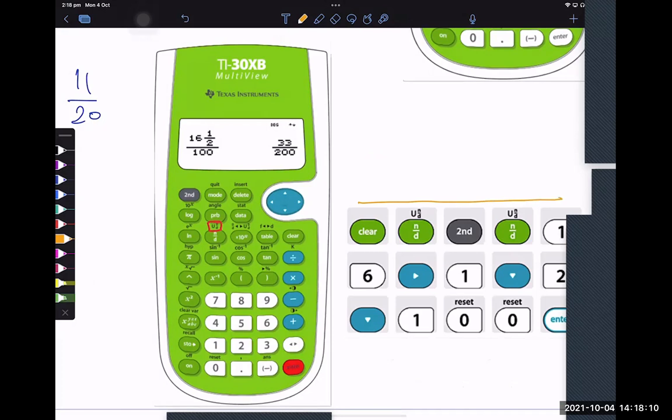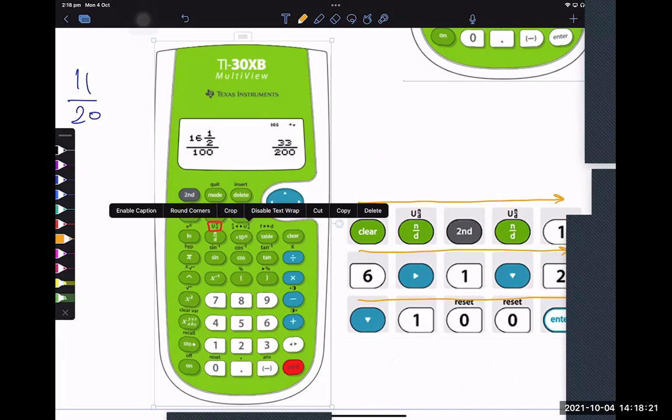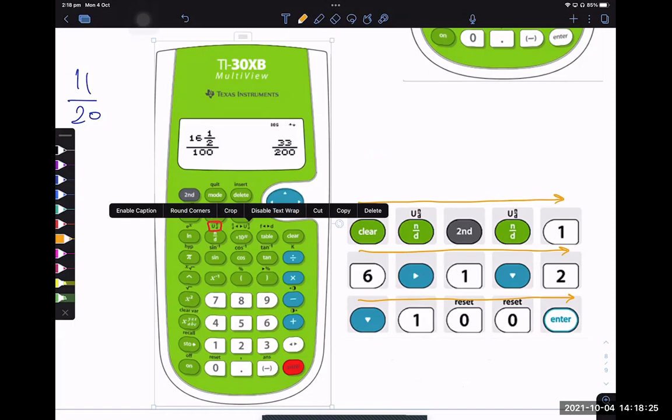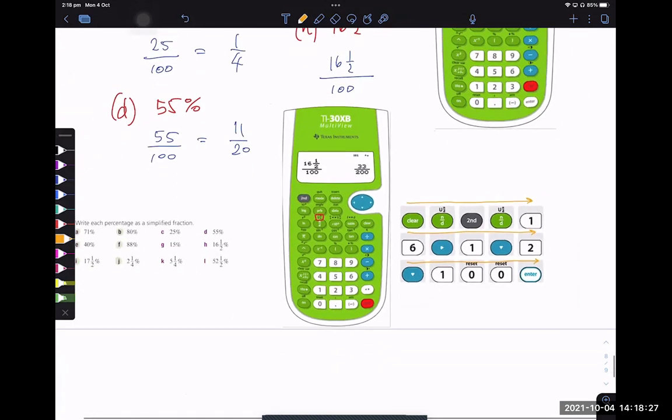And you read across to the right here so you can see. Read by the rows, yeah? You can see exactly which buttons I pressed. If you follow the step by step, each and every single one of those buttons, then you should get to the same answer. Okay, so we got 33 out of 200. So that is actually the most simplified.